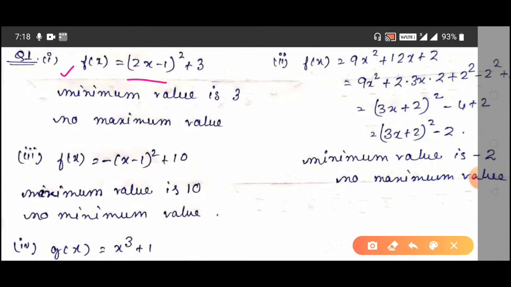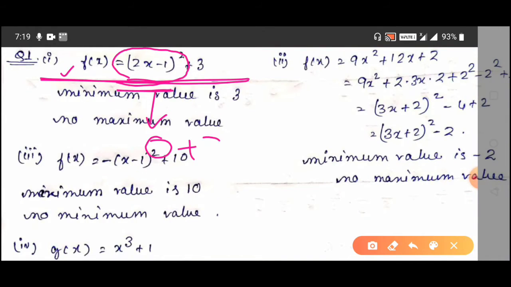So first of all, if we consider (2x − 1)², then it is a square quantity. It is always positive. It can never be negative because it is a square quantity. Now, if it is a positive quantity, then it can take the minimum value 0. Now, if it can take the minimum value 0, then the minimum value of this whole f(x) will be 0 plus 3 because this 3 can never be changed. So the minimum value will become 3.